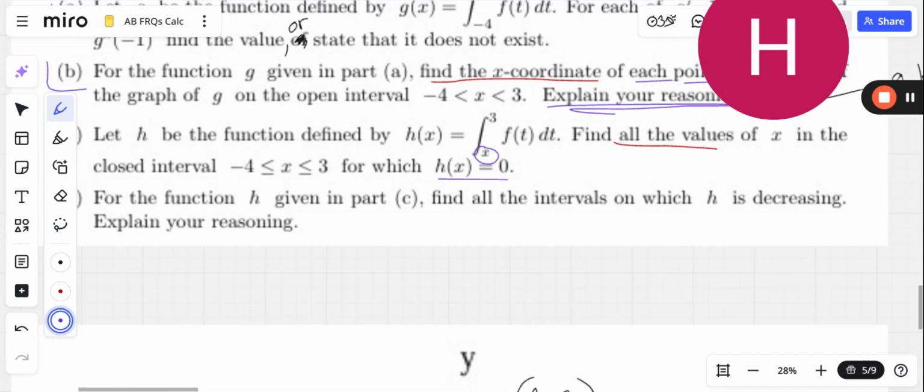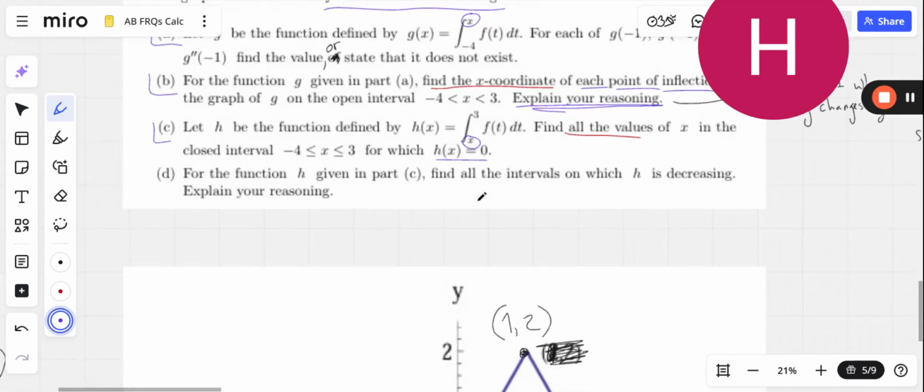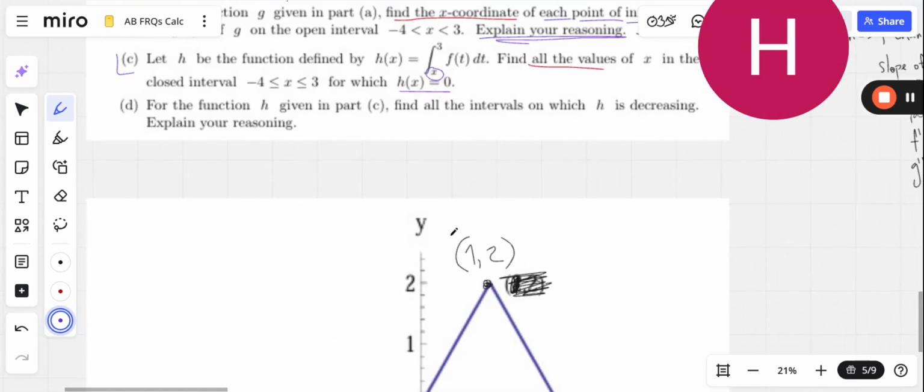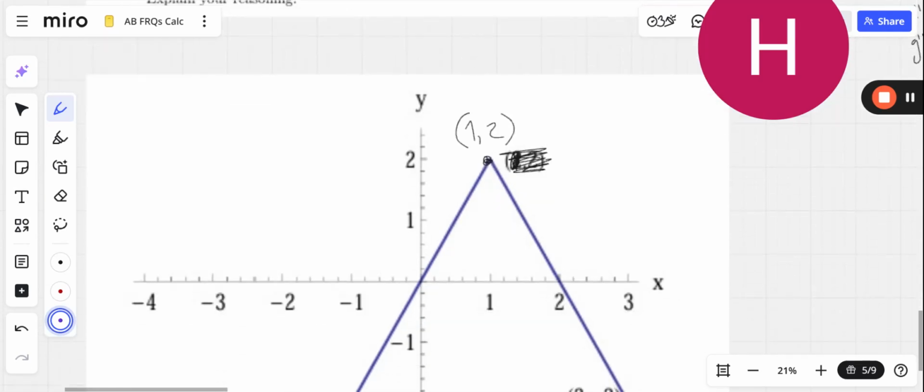Okay, so what we're going to want to do is go backwards almost on this function f from 3. And if we go backwards and see where we have the same area, then we know that the integral is going to be equal to 0. Here's what I mean. We want to find where is h of x 0, meaning where is the integral from the starting point up to 3.